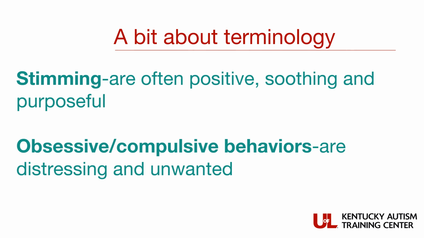And then another thing we're going to talk about, kind of vocabulary, is stimming. So stimming are those behaviors that you might see where a person's hand flapping, rocking, swaying, walking on their tiptoes. It could be feeling certain objects.